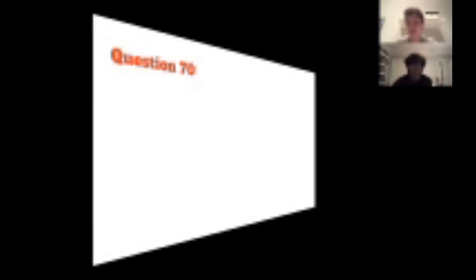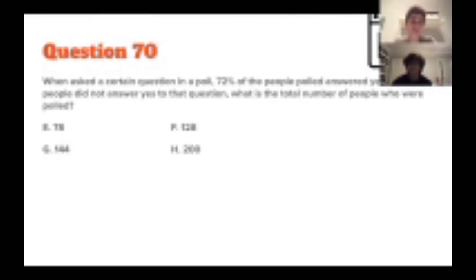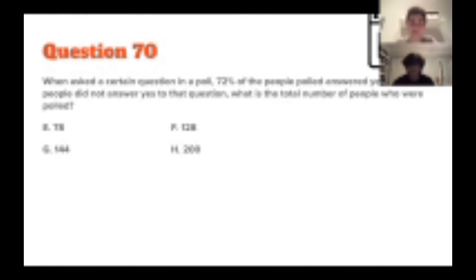All right, so the last question we're going to be going over is question 70. When asked a certain question in a poll, 72% of the people of the poll answered yes. If 56 people did not answer yes to that question, what is the total number of people who were polled? For this question, it is extremely important that we write out our work as percentage questions like this because it requires some complex calculations. The first thing we want to do is set up an equation.